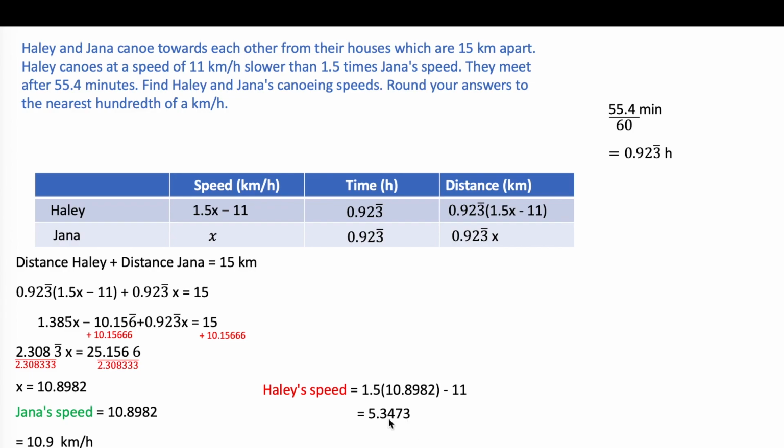This we have to round to the nearest hundredth of a kilometer per hour. So the 7 is going to tell the 4, this is the tenths place, the 4 is the hundredths place, so the 7 tells the 4 to round up to a 5, so 5.35 kilometers per hour.